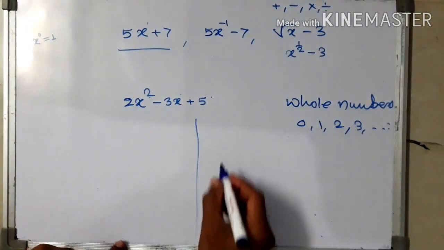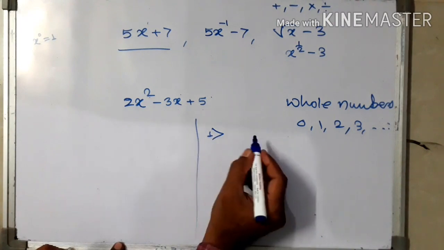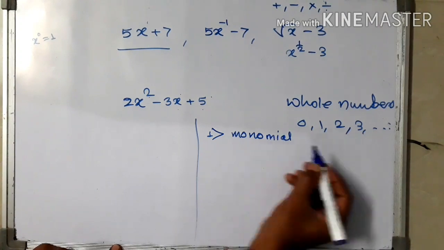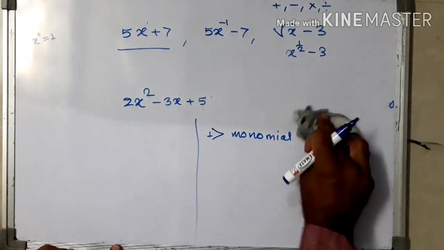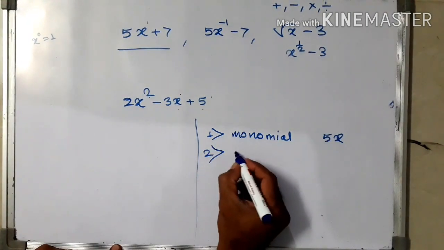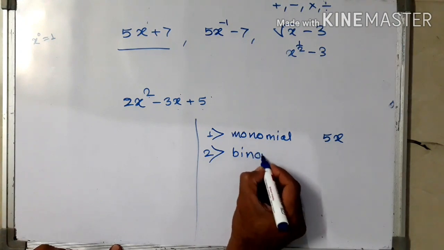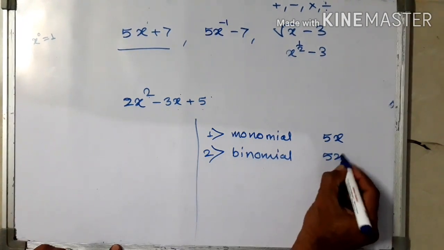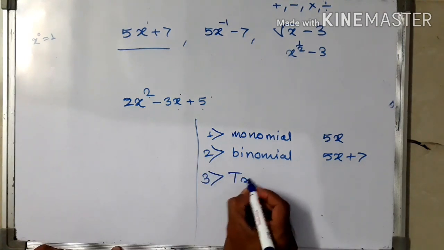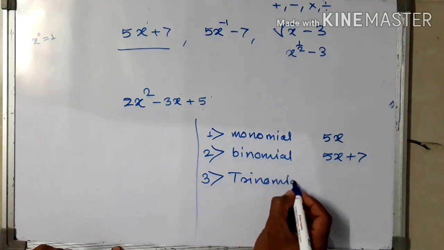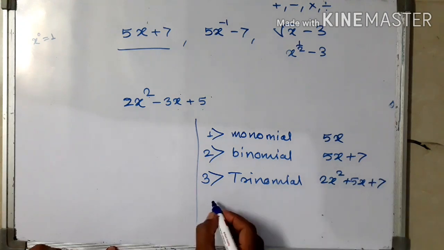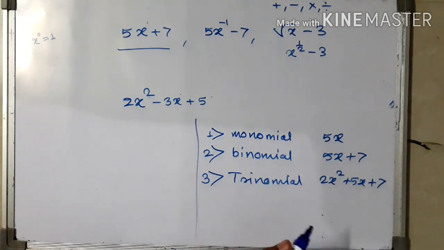Now, types of polynomial according to terms. First type is monomial. In a monomial there is exactly one term. If there are two terms like that, then that polynomial is called a binomial. If there are three terms, then that polynomial is a trinomial, and more than three terms is called a multinomial.